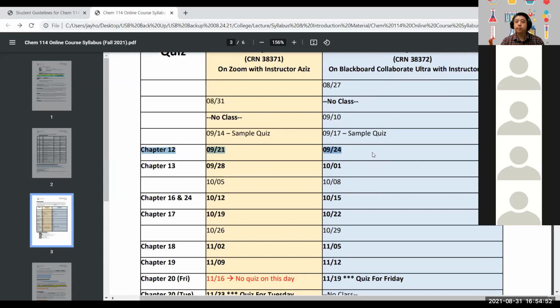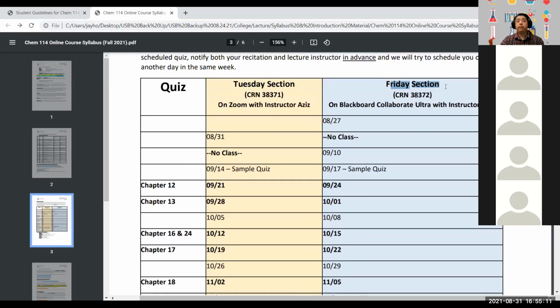Yes, I do, Professor. Yep, go ahead. So the two sections, they're both recitations. Do you have to go to both of them or just one of them? You're only scheduled for one of them. So on your CUNY first, you should see that you're automatically in the Tuesday lecture and either the Tuesday recitation or the Friday recitation. Got it. Thank you. Yeah. So double check which one you're in.